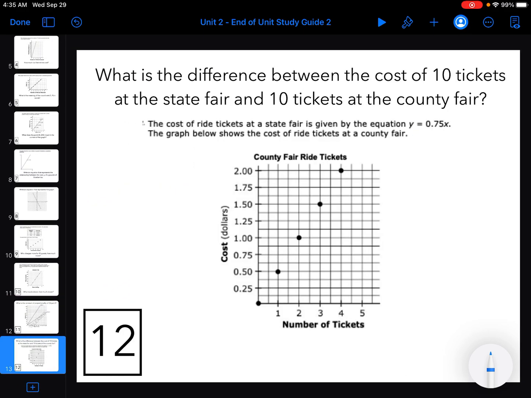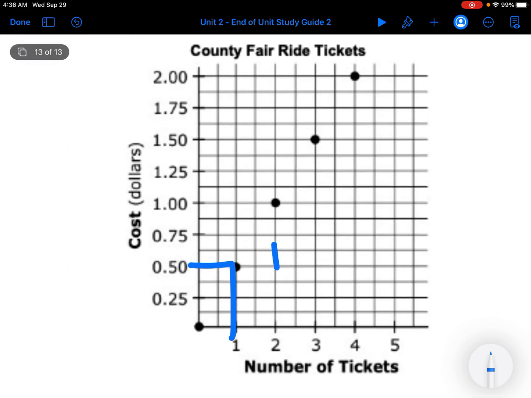Last one, they want to know what is the difference between the cost of 10 tickets at the state fair and 10 tickets at the county fair. So it says that at the state fair, it was 75 cents per ticket. So now I need to figure out what the price per ticket is for the county fair. One ticket costs 50 cents.